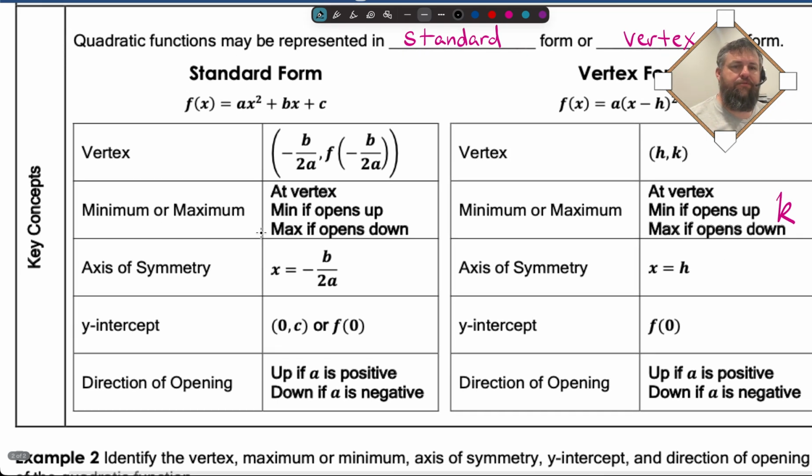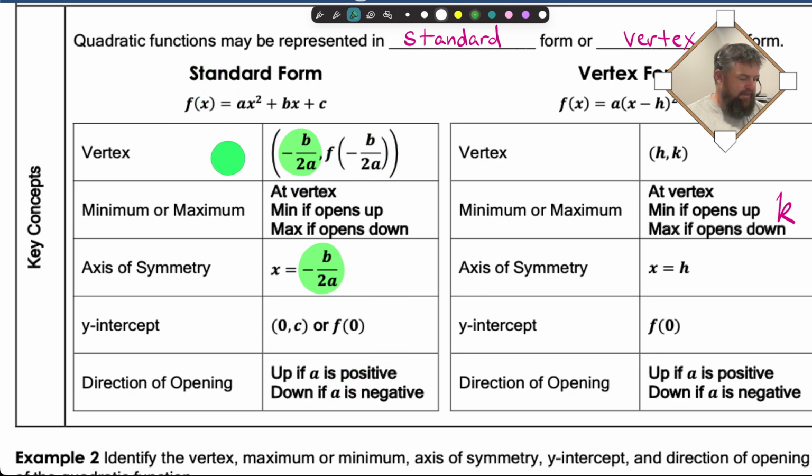I would expect you to read through the chart, but a couple of things on the chart that we're definitely going to need to be very familiar with is this part of the vertex. That part of the vertex is the x value that we use for our axis of symmetry. So it's a very nice, neat formula that we're going to use. And then once we get that value, we're going to plug it back into the function so that we get the y value of the vertex.